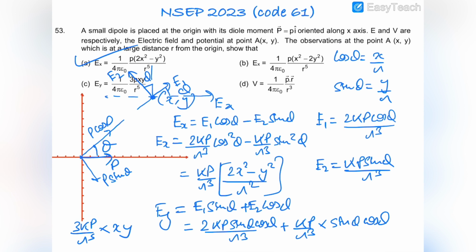So the correct option would be C, and we know that the potential is P dot R upon 4 pi epsilon naught r cube. You can open this formula and you would be getting P dot R equal to P into R into cos theta, and cancelling R with R cube. So the correct answer would be D. Now we move on to the next question.